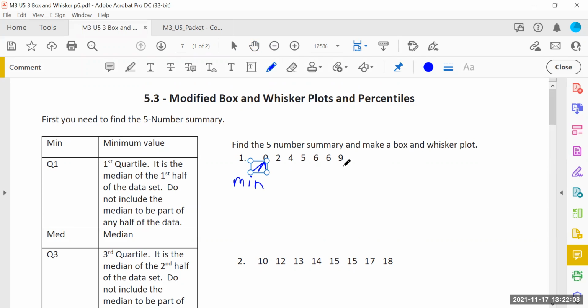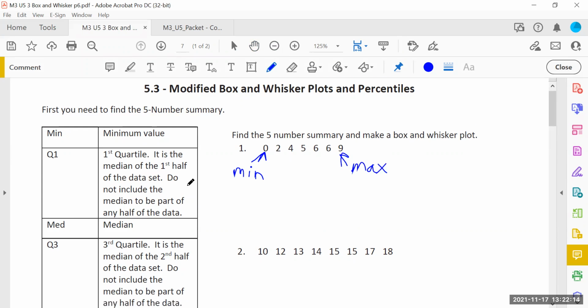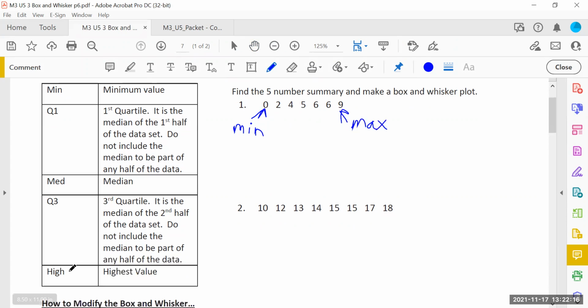Nice and easy. We're also going to find the maximum, or the highest number. You can call it whatever you want. I'm going to go ahead and call it maximum right now. I know that down here, this table says high. You could change that to maximum. It might be better just to be consistent there.